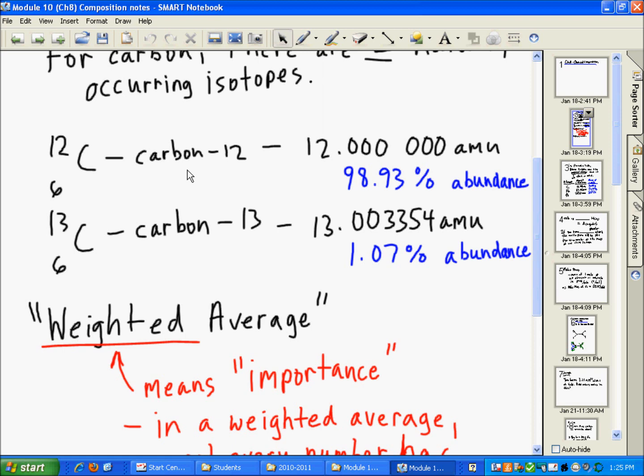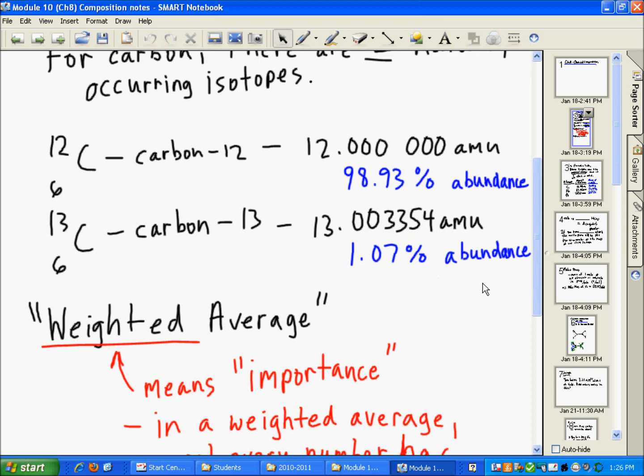So as I said, carbon-12 has 6 protons and 6 neutrons. Carbon-13 still has 6 protons, but now has 7 neutrons. If you were to go out and count the carbon atoms on the Earth, you would find that 98.93% of them are carbon-12. And the remaining 1.07% would be carbon-13, adding up, of course, to 100%.